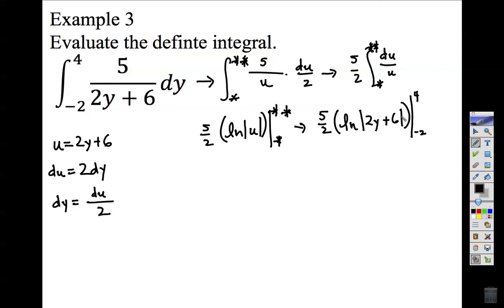Alright, I am not going to put plus c. As we saw in an earlier example, the plus c's are going to eventually cancel each other out. That is always going to happen when we have our limits, our definite integral. We don't care about the plus c here. Alright, so now I'm going to just substitute these values in here.